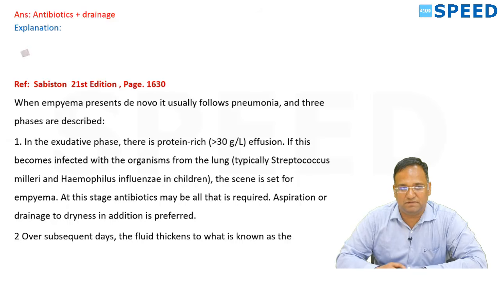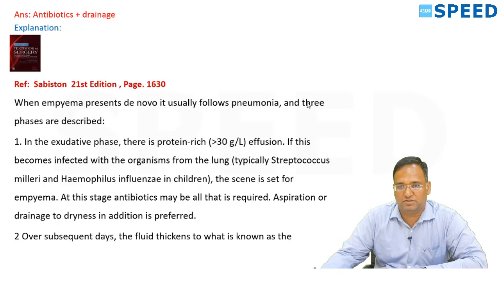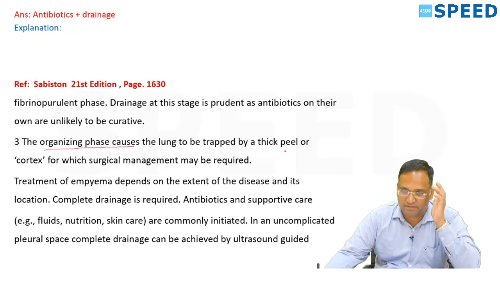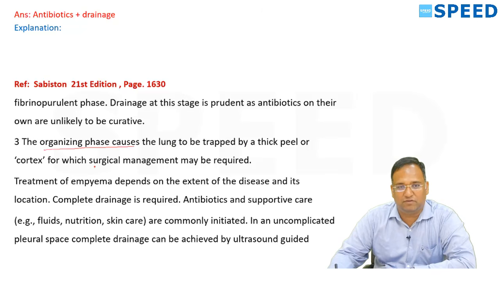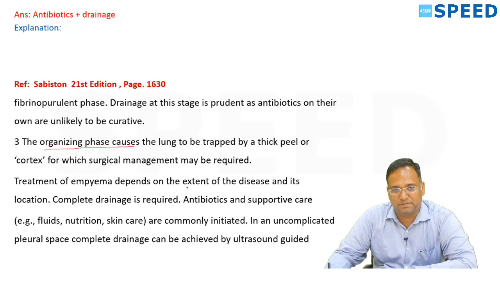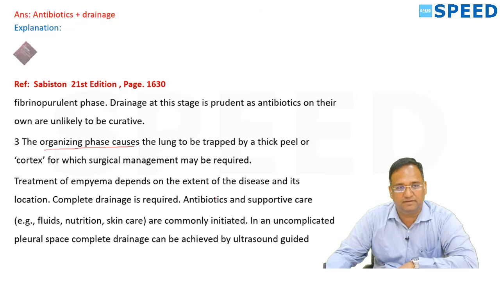And Sabiston 21st edition very clearly says, empyema presents de novo, usually following pneumonia. Okay, and there are 3 phases. Exudative phase causes the lung to be trapped with a thick peel or a cortex, for which surgical management may be required. The treatment of empyema depends on the extent of the disease and its location, and complete drainage is required. Antibiotics and supportive care are commonly initiated in an uncomplicated pleural space. Complete drainage can be achieved by an ultrasound guided.